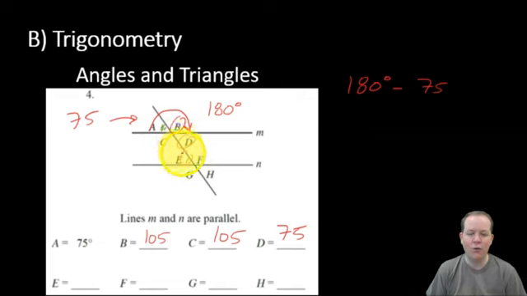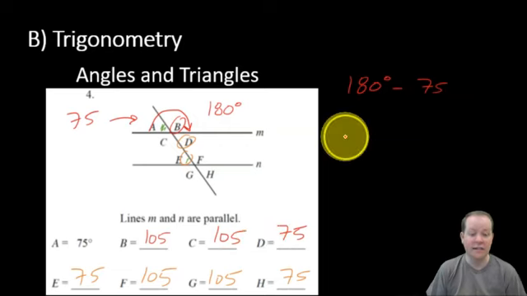D and E, those are alternating interior, so those need to be the same. So if D is 75, E is 75. Okay, so now I know that E is 75. H is vertical, so it needs to be the same. That's 75. E and F, I have the same situation as before. Those have to round out my other two for the same reasoning as before.